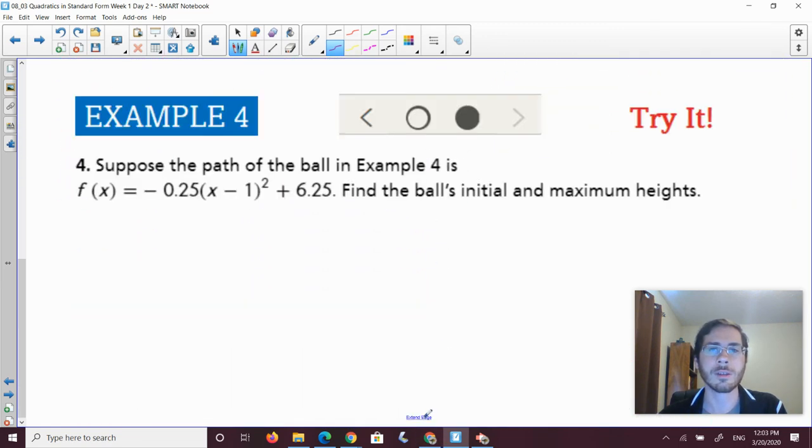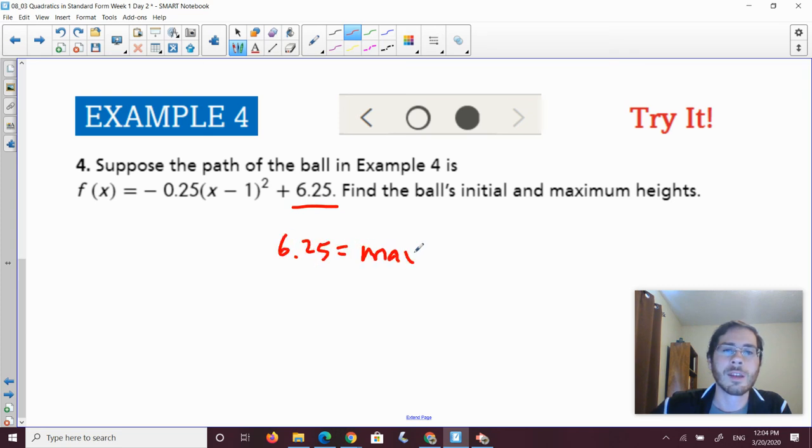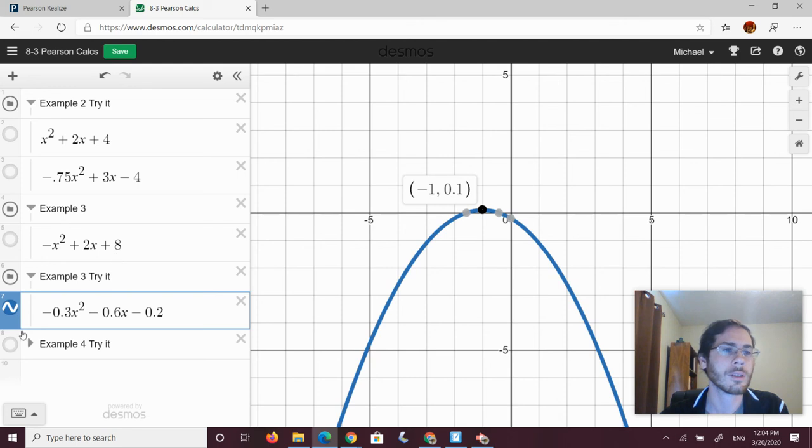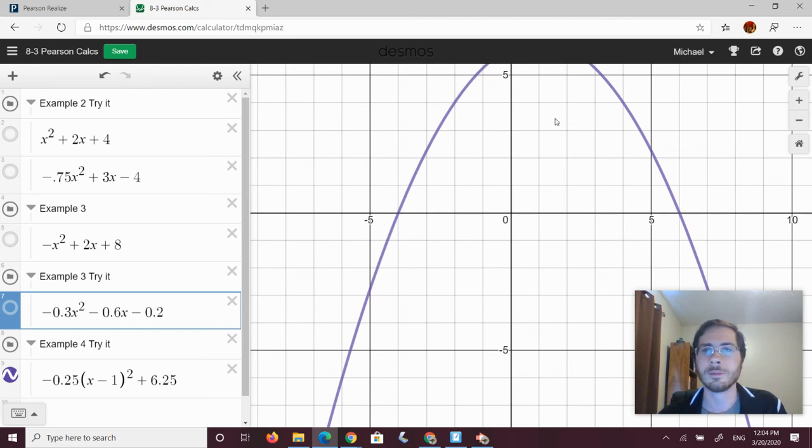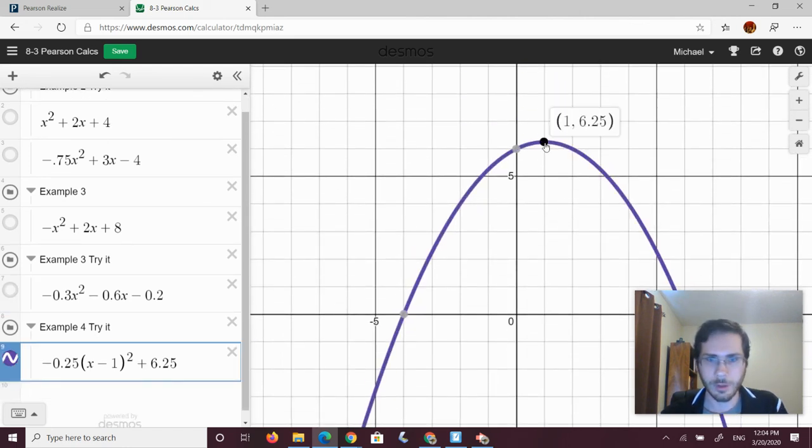For the try it down here, we're given another equation. We have to find the ball's initial and maximum heights. Well, the maximum height, we may as well just grab the vertex right away. So the maximum height is going to be the y value of the vertex. To get the initial height, again, just like the last example, we got an option. We can either run through all the math and do all the algebra like we just did, or we could just throw it in a Desmos or a TI graphing calculator, which is what I'm going to do. So over here, we got example 4. Plop it in. We see, yep, 6.25 is in fact the maximum. And we see our initial is 6 again.